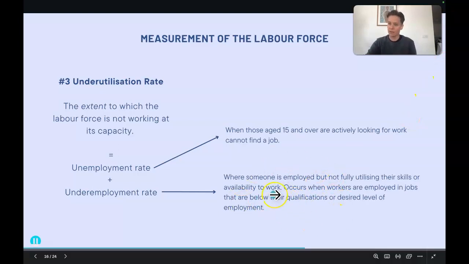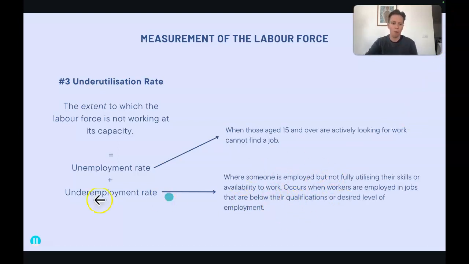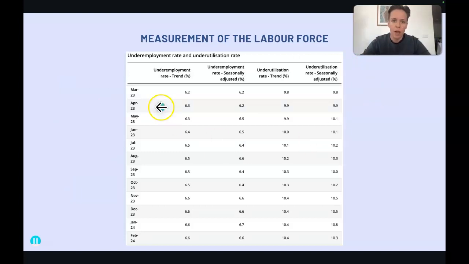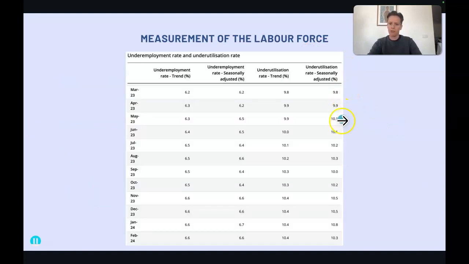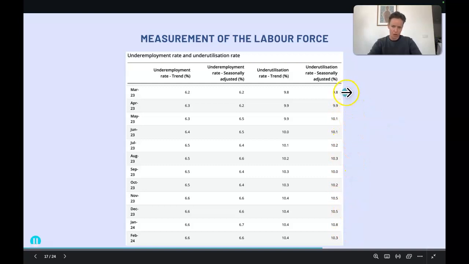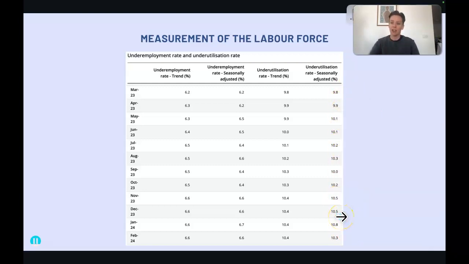So this is just a repeat of the definition from that key terminology slide before. And so our underutilisation rate includes everybody that's not working at their full capacity, which is made up of unemployment plus my underemployment rates, okay? And again, let's have a look at some data. So we don't look at underemployment in isolation. I've asked you here to look at the underutilisation rate. That's what we're covering, but it's good to see how they're connected, okay? So remembering that underutilisation is unemployment plus underemployment. And if we follow those numbers through over the last 12 months, we can see there's been a general increasing trend in the underutilisation rate.